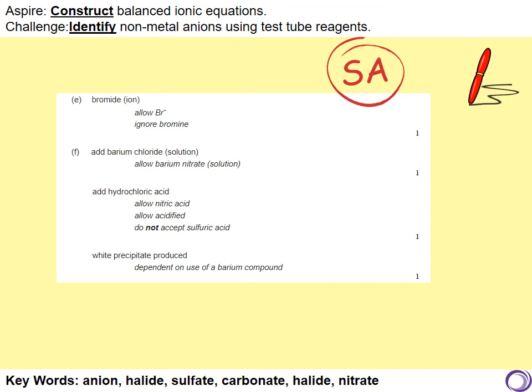The second one then, to test for sulfate ions, we would add barium chloride and we would add hydrochloric acid. And we should see that a white precipitate is produced.